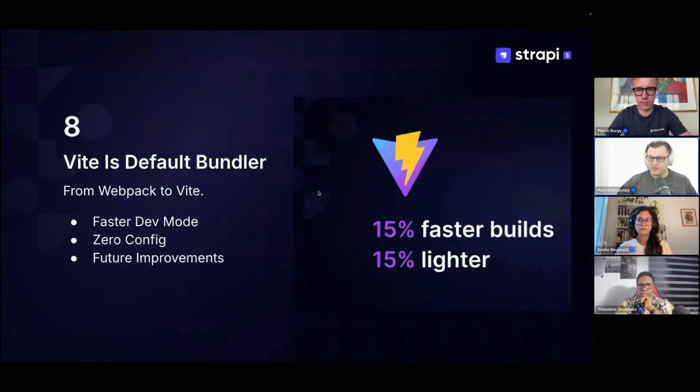And of course, one of the biggest changes to improve performance of Strapi, especially in development when you're working, is we now use the Vite builder, which is pretty awesome. It has improved our builds by 15%, which is amazing, especially if you're constantly going from making changes to wanting to see those changes.